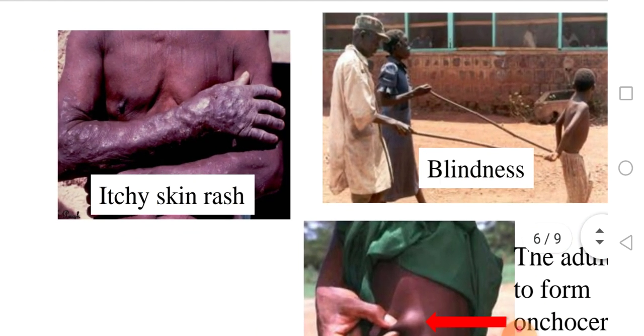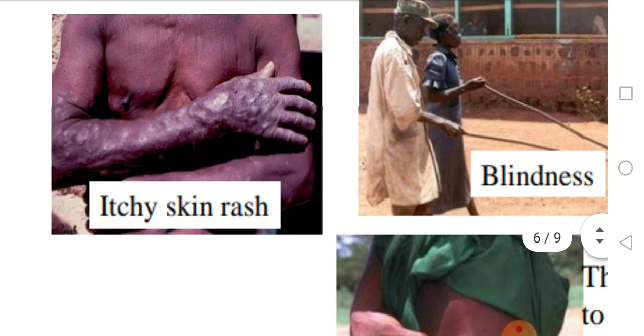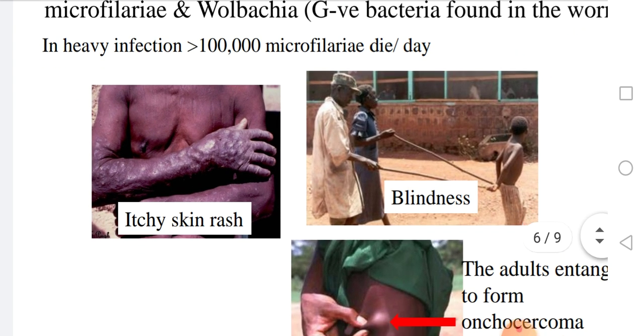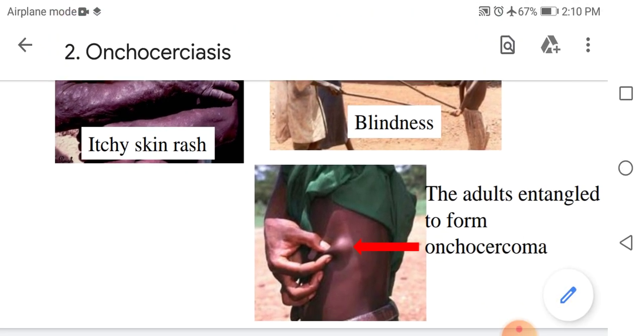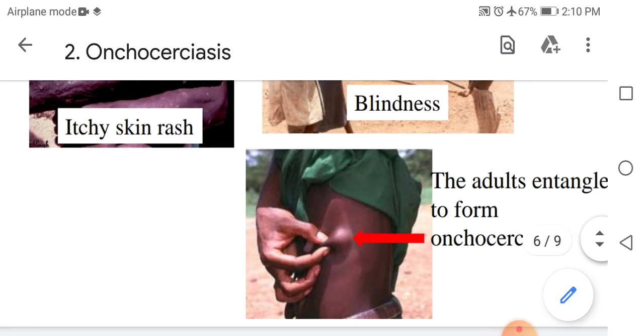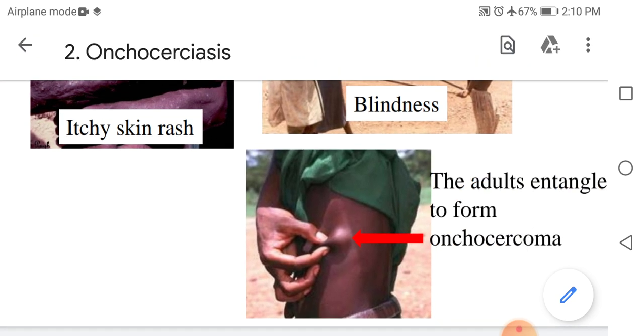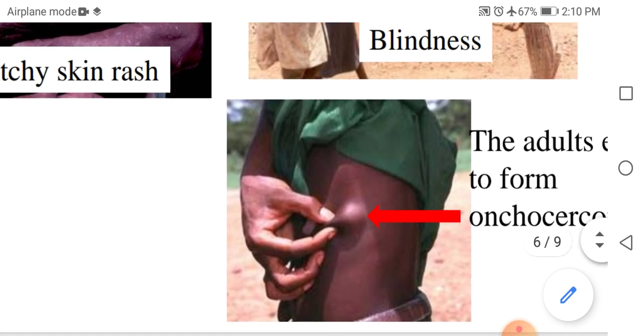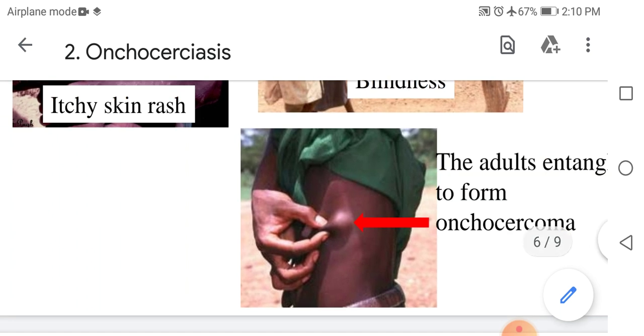Also, there may be itchy skin rash and the continuous and prolonged scratching will lead to such disfigurement and the skin loses its elasticity. The entangled adult worms, they form onchocercoma. Here you see the arrow is pointing to onchocercoma.